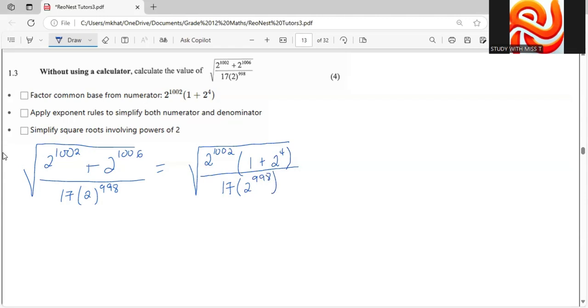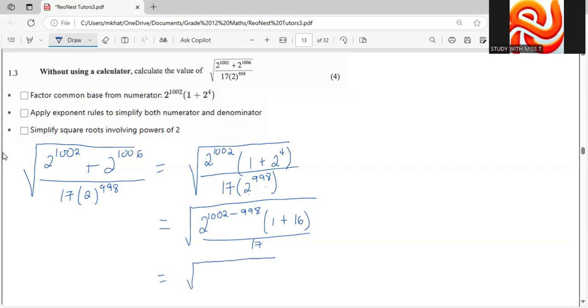So now I'm going to use another law, which is the quotient law: when we divide bases of the same value, we minus the exponent. So I'm going to have 2 to the power 1002 minus 998, times I'm also going to solve what is inside the bracket, which is 2 to the power 4, which is 16, over 17. So now I'm going to be left with 2 to the power 4 times 17 divided by 17.